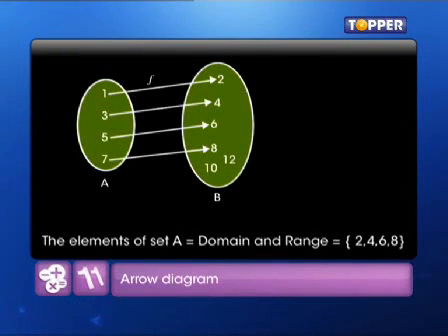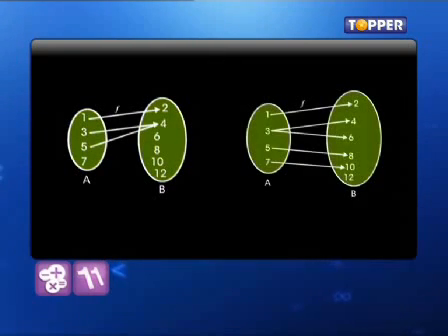The second method is via an arrow diagram. Here a function is shown as a mapping from a set A to set B such that no element in A is left out by the map, and more importantly, no element of A has 2 images in B. Now here are a couple of cases which do not represent functions. Can you tell me why?